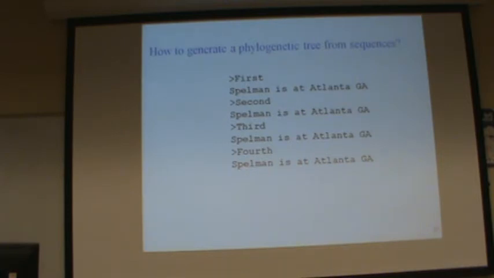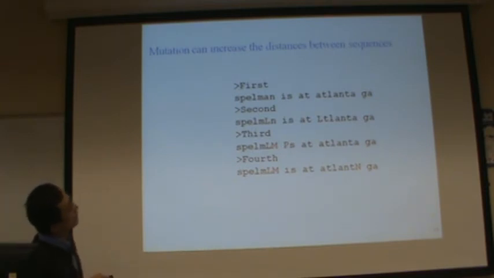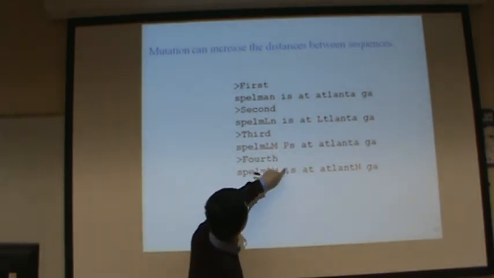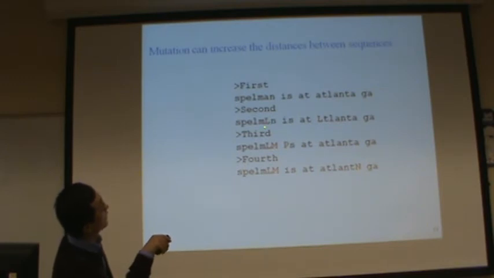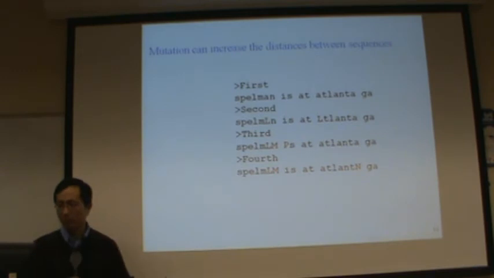So now let's put in some mutations. I put two mutations here, three mutations here, and two mutations here. There'll be some difference. Now, which two sequences are similar to each other? The last two, because they both have that one P difference. The first one and the second one have two differences. But the first one and this one have three differences. So there's two differences here, two differences here. That seems to be the smallest number.